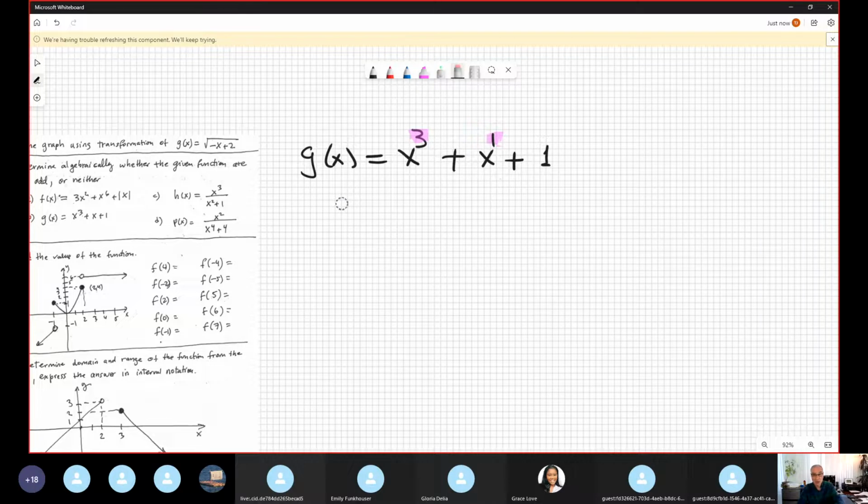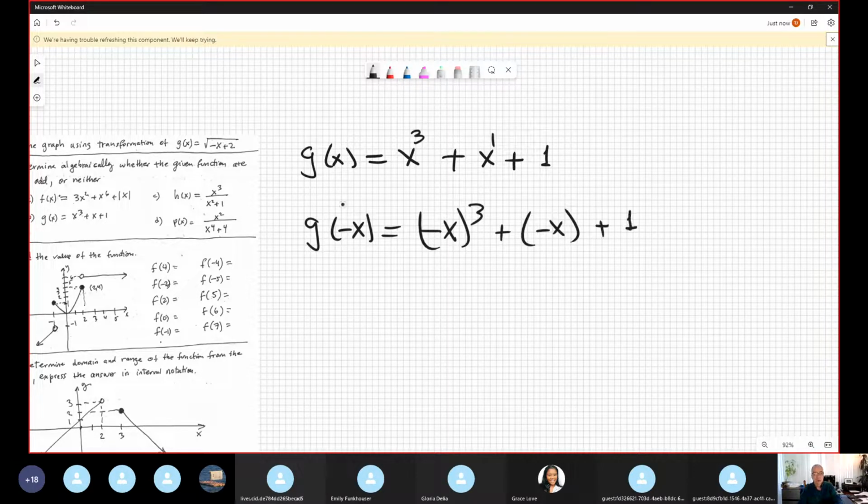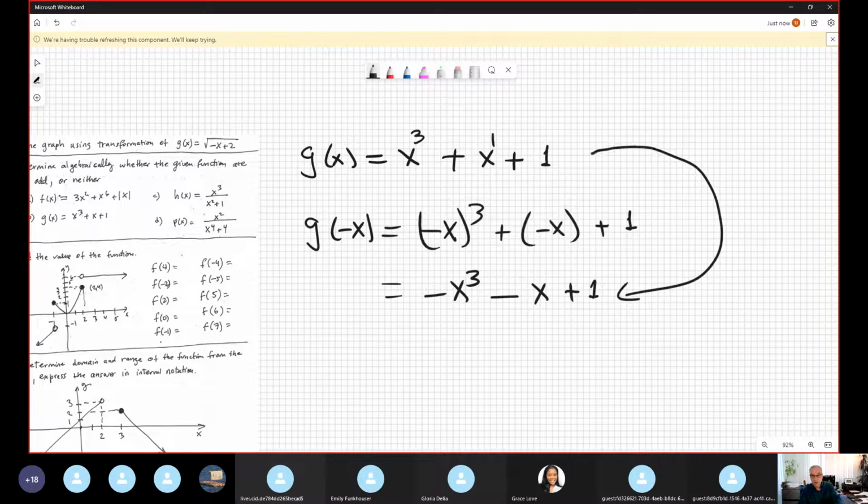So, let's use the traditional way, the formal way, which is to replace. You are doing the reflection. And let's see what's going on. This is minus x cubed plus minus x plus 1. So this is obviously minus x cubed, this is obviously minus x, and this is plus 1. Then you compare this and this.